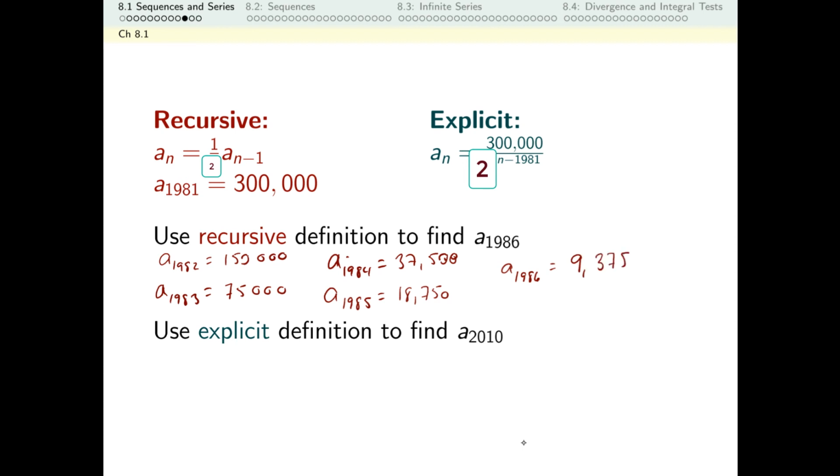Using the explicit definition to find A 2010, this is the same sequence. If you had continued with the recursive definition, you'd get the same thing, which will work out to 300,000 divided by 2 to the power 2010 minus 1981, which is 300,000 divided by 2 to the power 29.